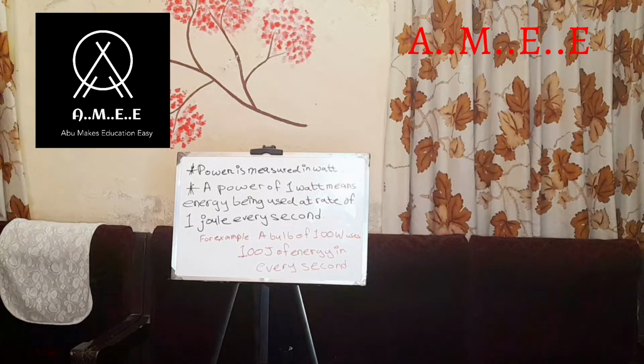In 2 minutes it is 120 seconds. So 120 seconds into 20 joules comes to 2400 joules. So in 2 minutes a 20 watt bulb uses 2400 joule of energy from the mains electricity.